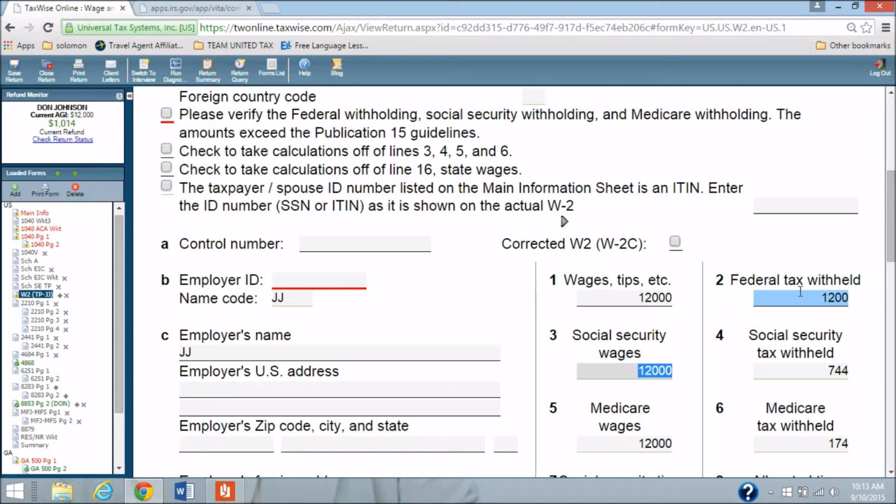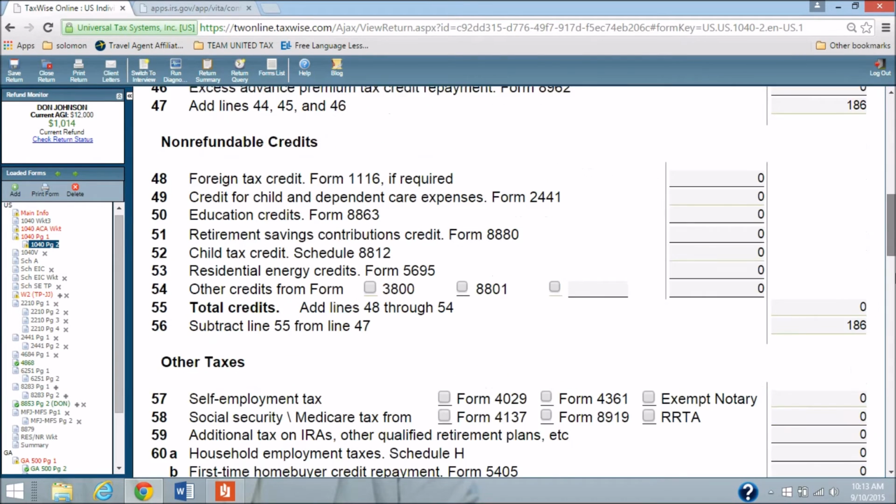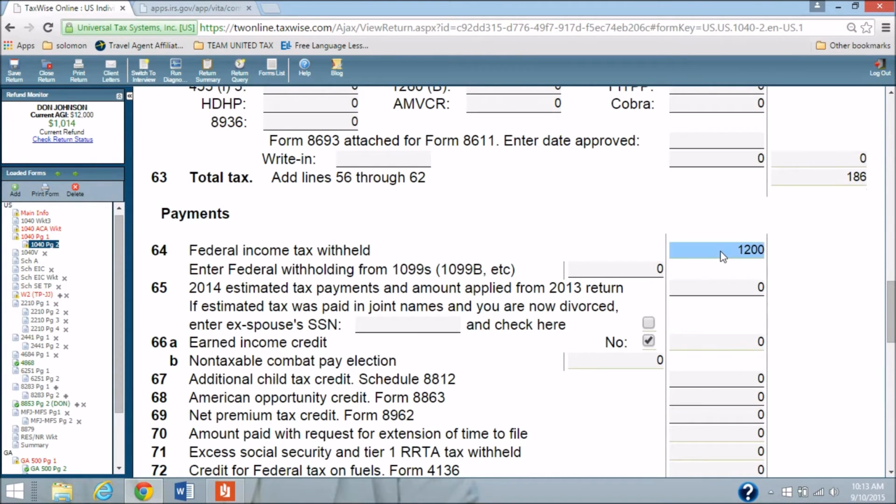Sometimes you hear me when you're doing problems or mock returns, I'll say, put $1,200 or whatever the case. I'm basing that on the tax rates. Go to 1040 page 2. We go down to the payment section and look, there's our $1,200.